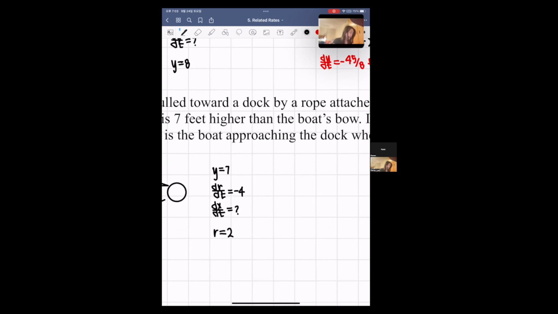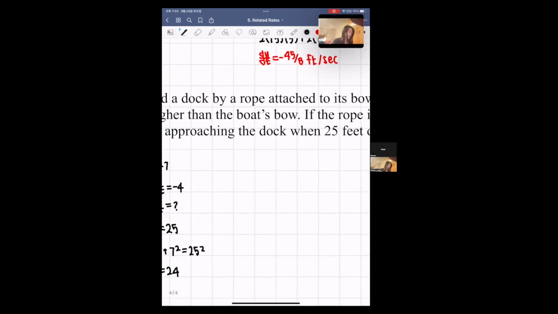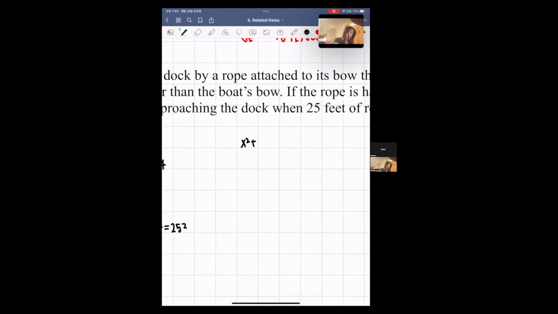And r is 25. We use the Pythagorean theorem. So x is 24. Now x squared plus 7 squared equals r squared because y is a constant. And if we differentiate it, this yields the answer.